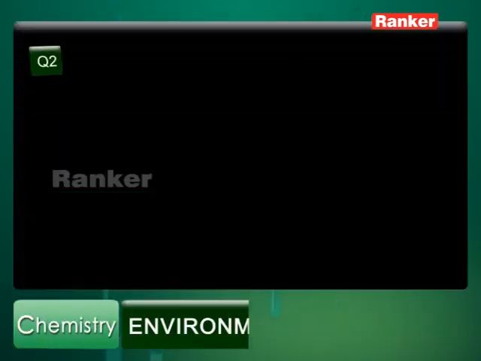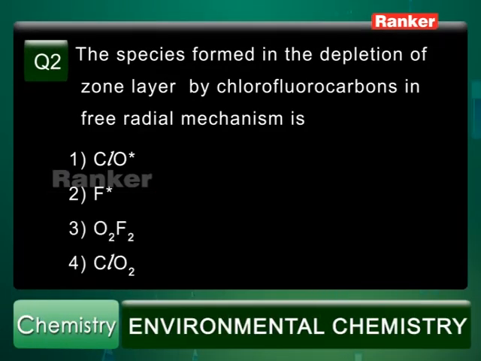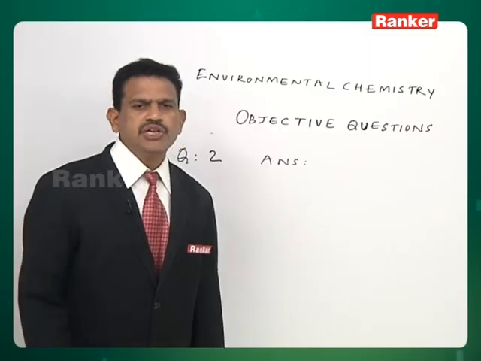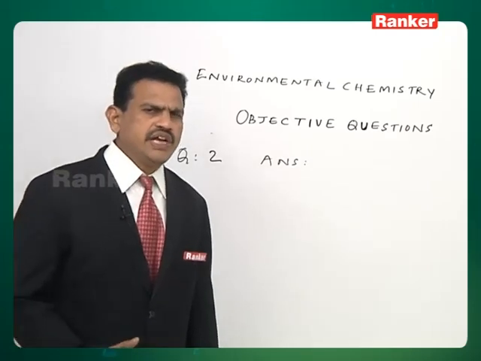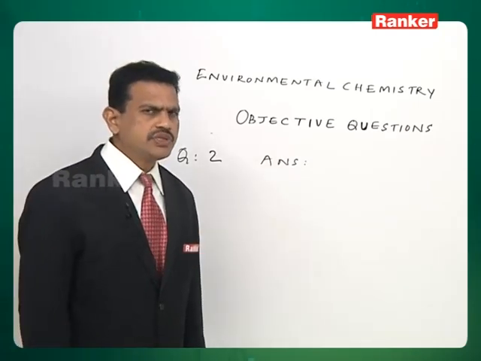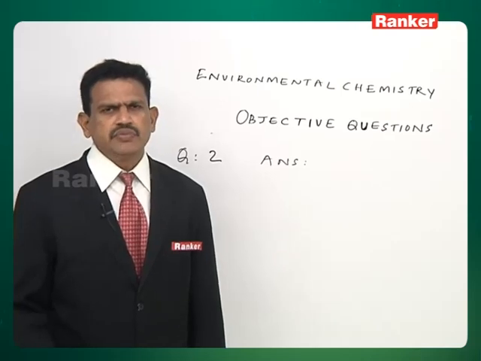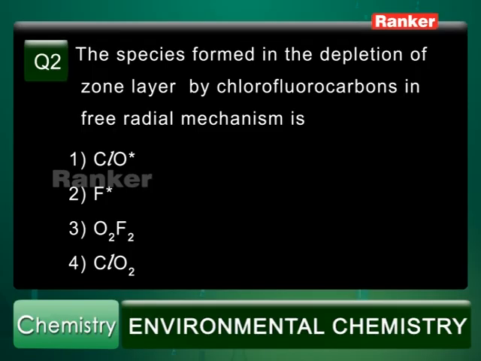Question number 2. The species formed in the depletion of ozone layer by chlorofluorocarbons in free radical mechanism is: options 1. ClO free radical, 2. Fluorine free radical, 3. O2F2, 4. ClO2. Due to depletion of the ozone layer, the chlorofluorocarbons attack ozone and form Cl free radical or ClO free radical. So we can go for option 1 for this question.